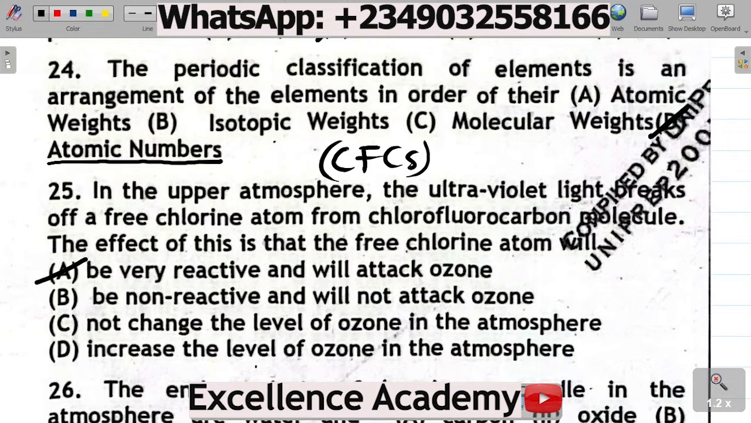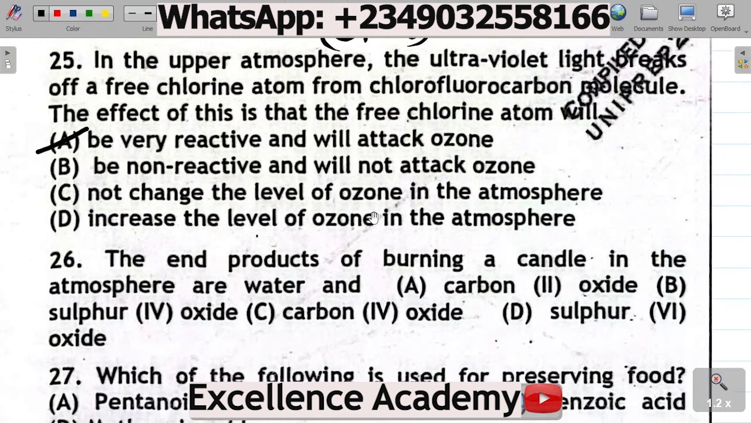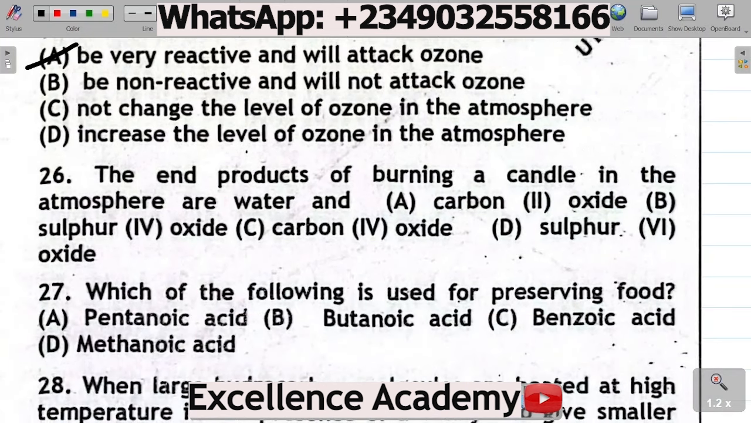So note that the CFC molecules can do a lot of damage, destroying the ozone molecule for a long time. So the correct answer there is A. It will be very reactive and it will attack ozone. Now, when it attacks ozone, it will thin the ozone layer. It attacks and destroys ozone molecules, thereby thinning the ozone layer. Next up, question number 26.